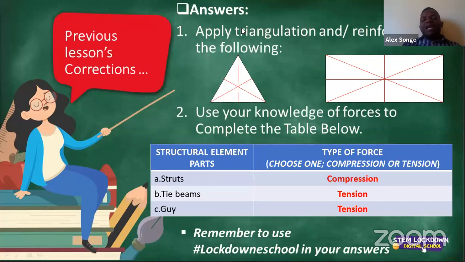Triangulation, ladies and gentlemen, is putting members in a shape so that you create triangular shapes within those members. By so doing, you are reinforcing the structure or shape to make it stronger. So the first one is a triangle. I did say that it was actually very interesting because we were asking you to do triangulation in a triangle.